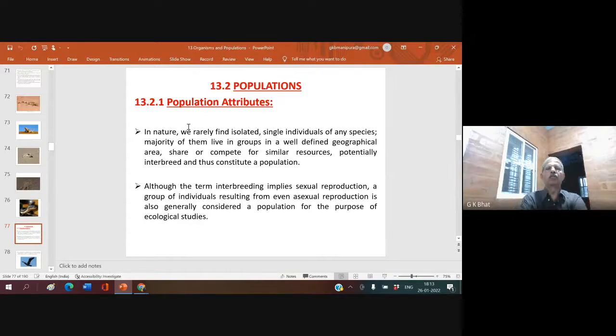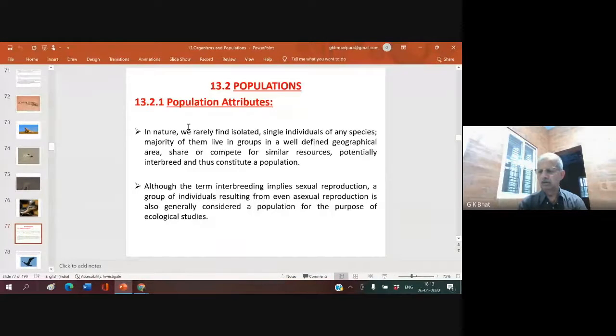Okay. Now let us look at the populations. Population attribute. What is population? Who will tell me what is the difference between population and community? Come on. What is the difference between population and community?